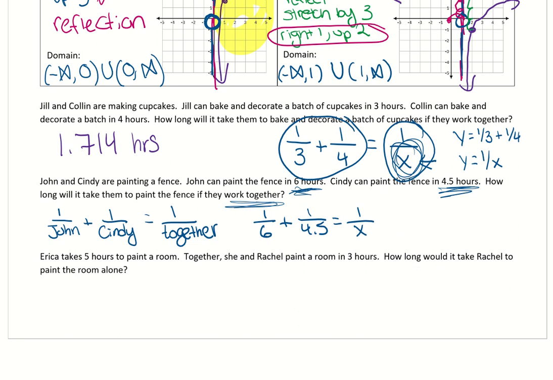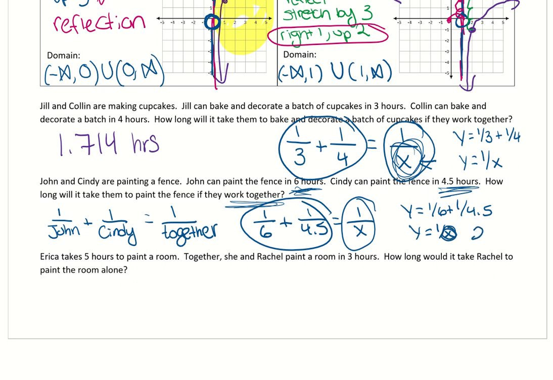The good news is we can use Desmos to help us. We put the left side in as y equals 1 over 6 plus 1 over 4.5. And then we put the right side in as y equals 1 over x. And we want to find the x value where these two functions intersect because we're looking for x. That's the unknown thing. And you will end up getting 2.571 hours.